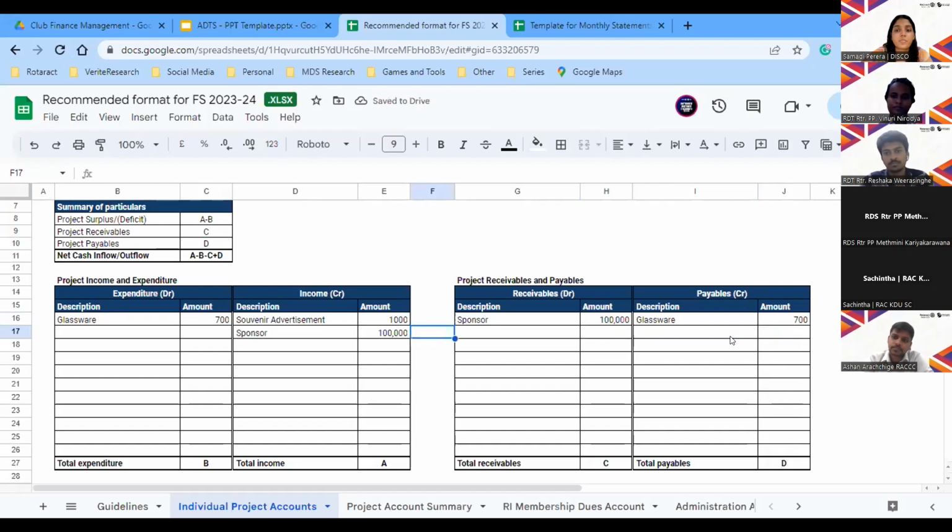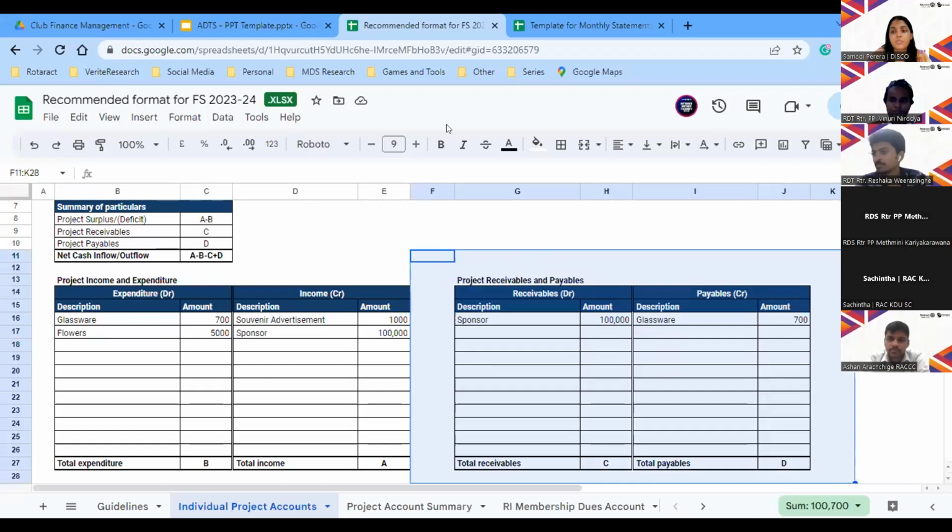But if it's an expense that you have already paid for, say you bought flowers for the podium, you have to pay then and there. Then flowers, say 5,000, of course. So you don't have to put anything here. This part is all money that hasn't come yet or money that hasn't gone out yet.